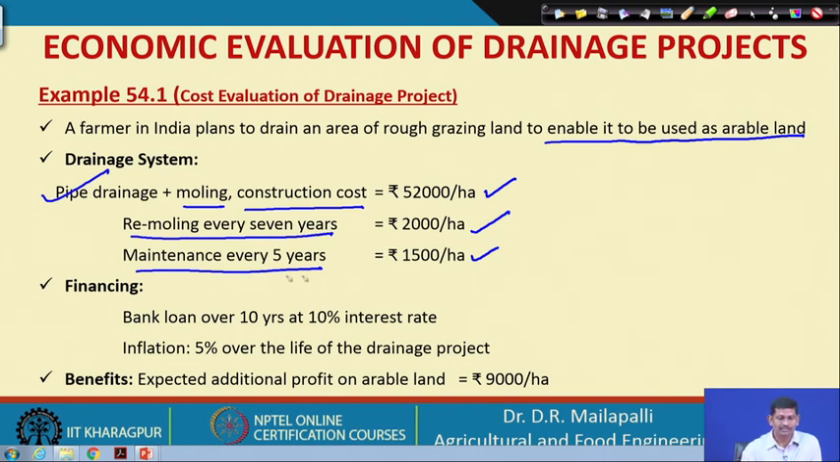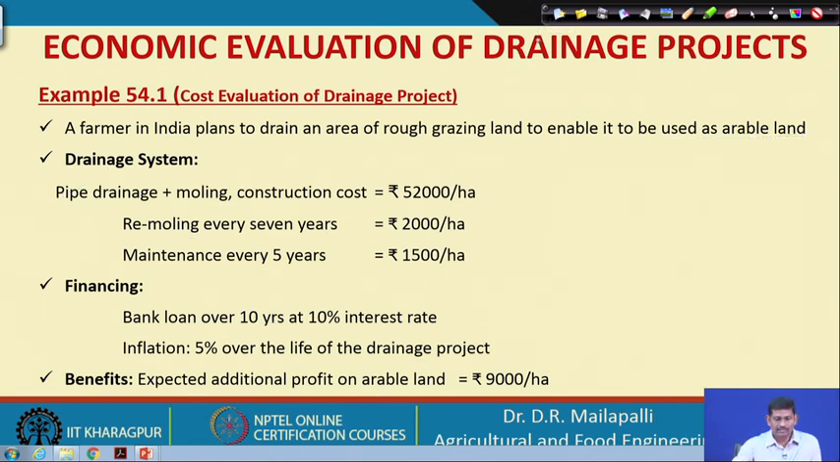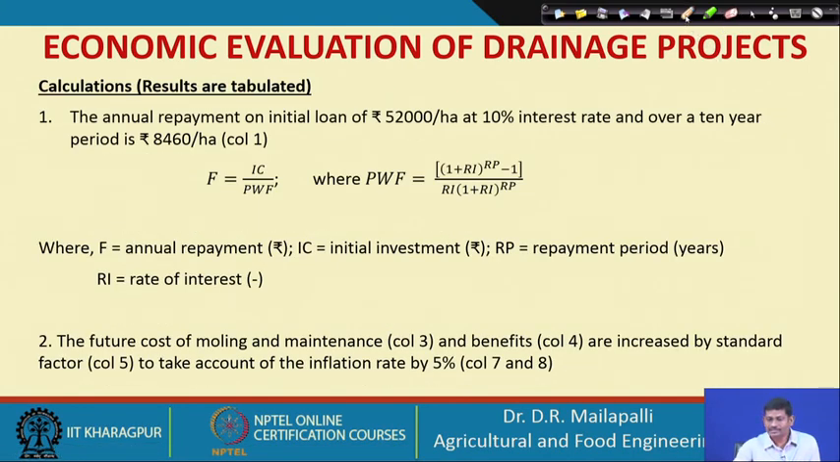These are the costs, and he went for financing: a bank loan of 10 years at 10% interest rate, and inflation of 5% over the life of the drainage project. The benefit he is expecting is an additional profit on arable land of 9,000 rupees per hectare. Let us evaluate the costs and benefits of this project and whether his investment is beneficial or not. Now the calculations.